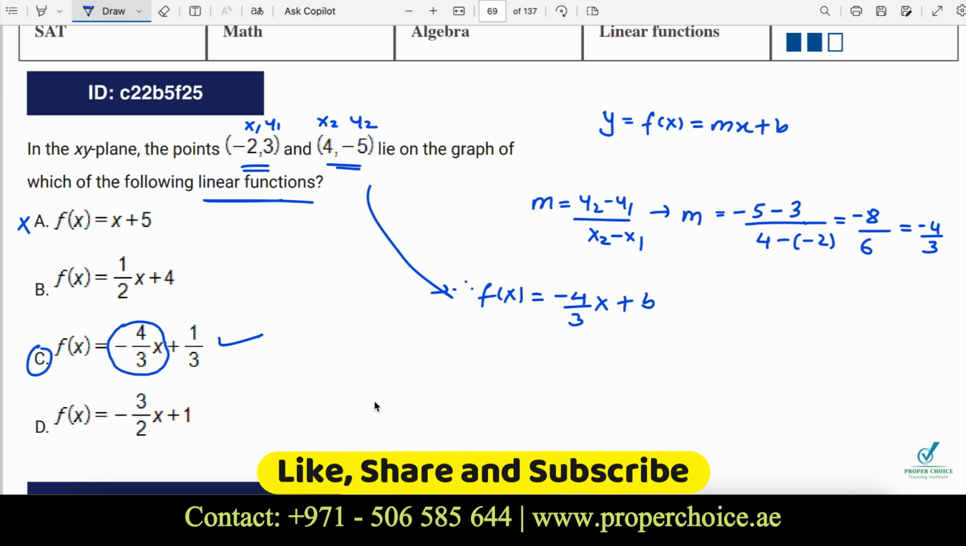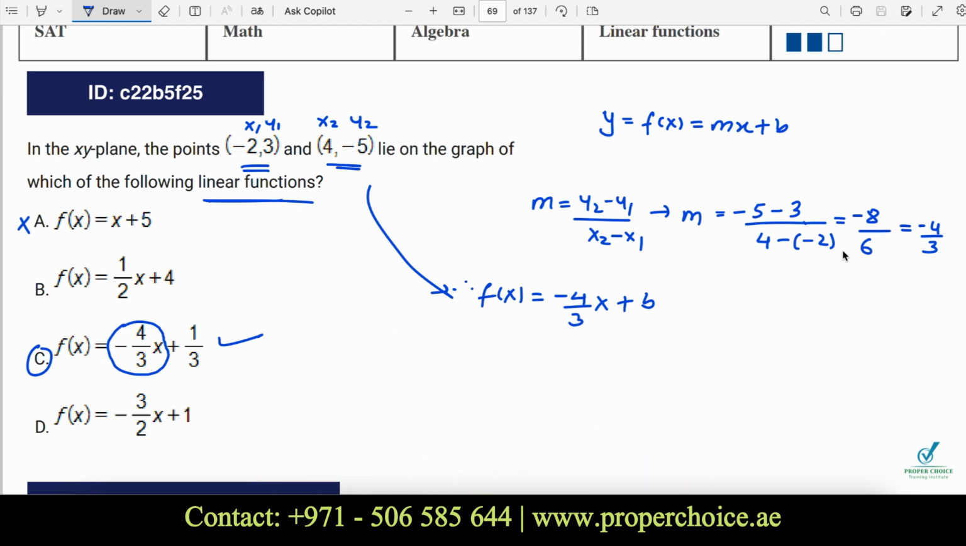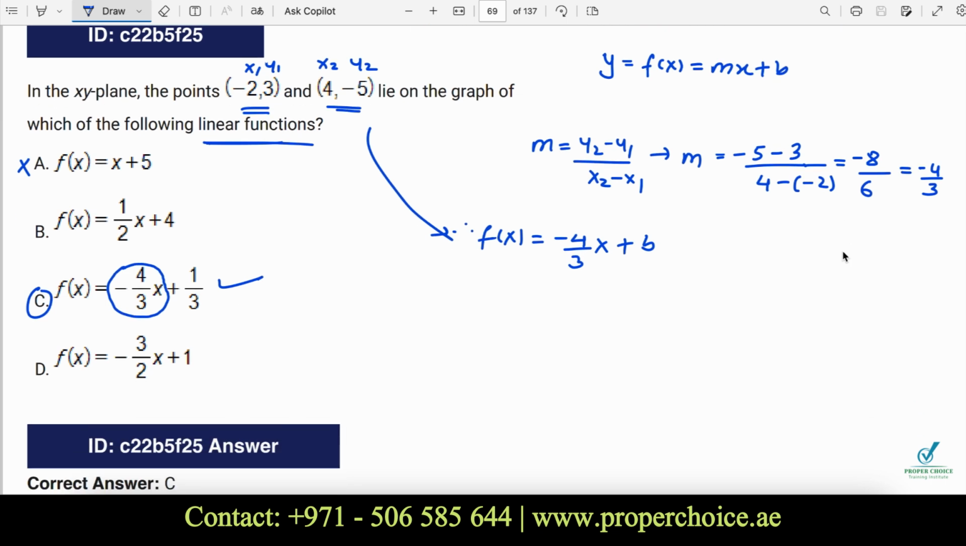But here no need, as we have only one option with the slope as negative 4 by 3. Now let's go with the question here.